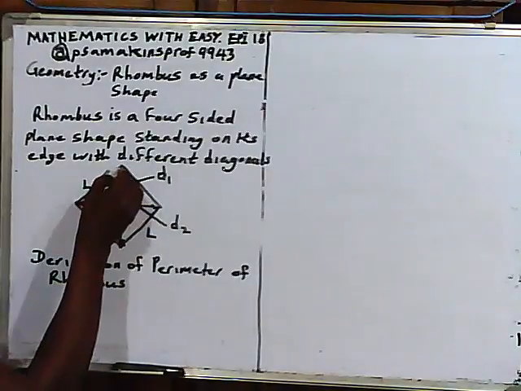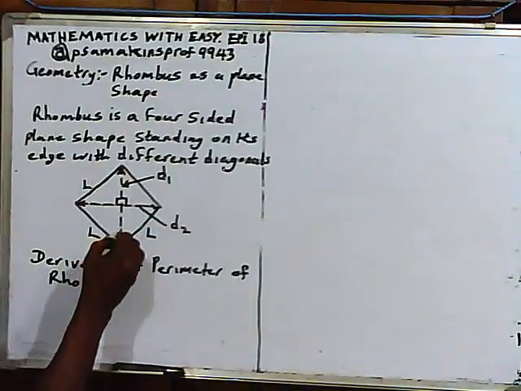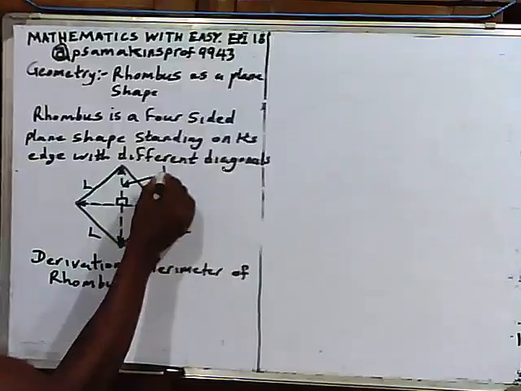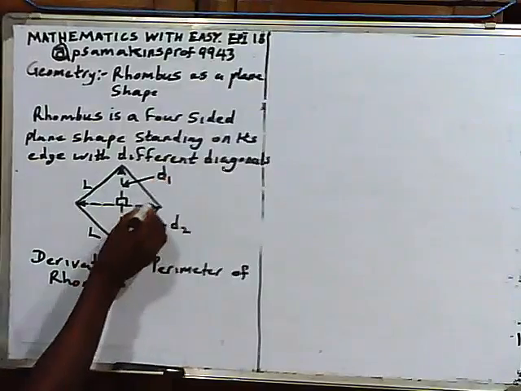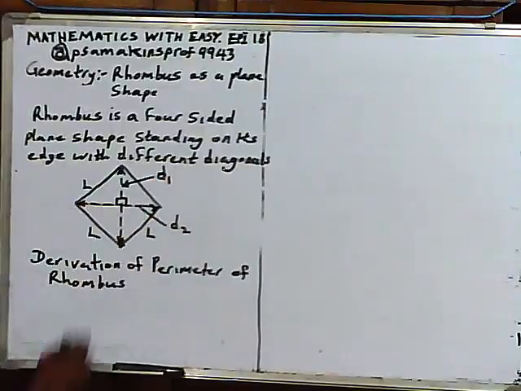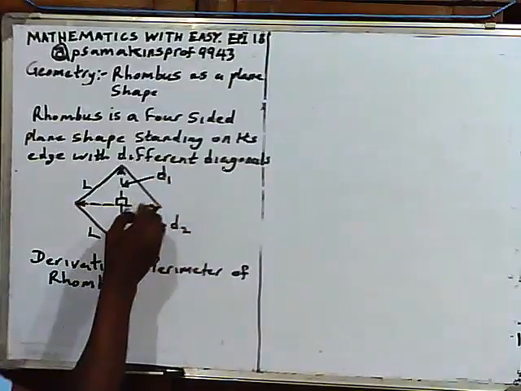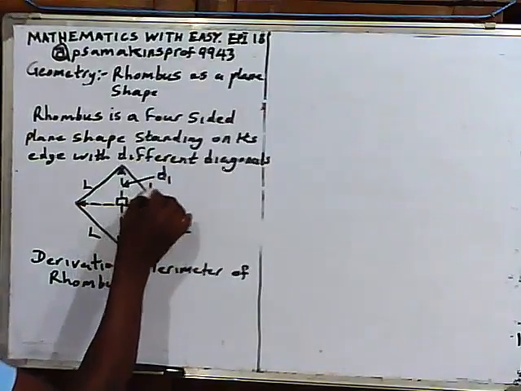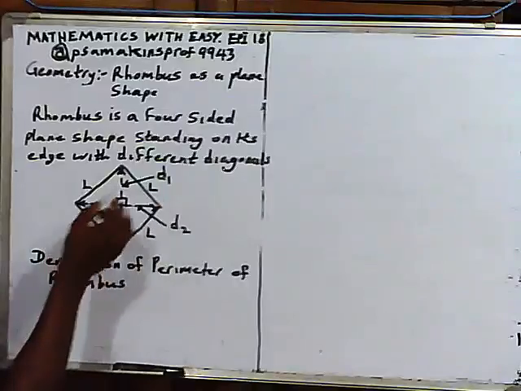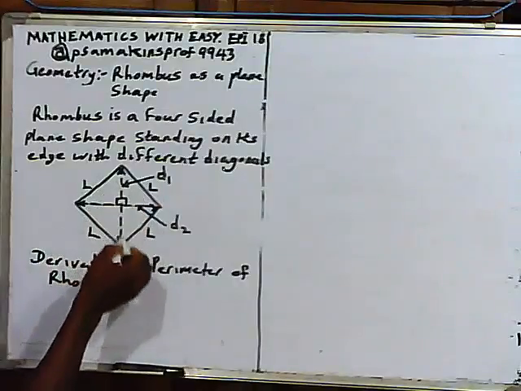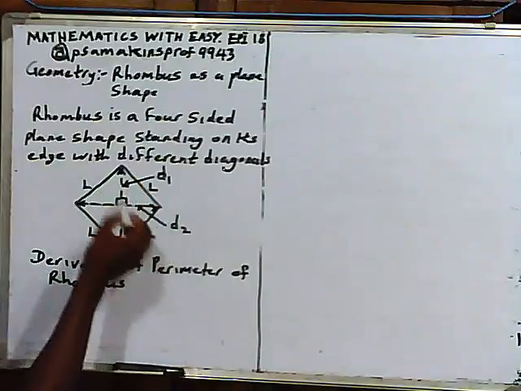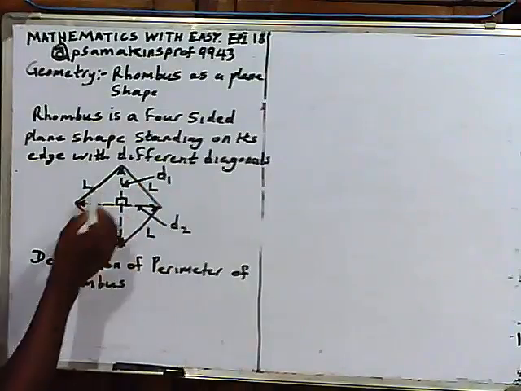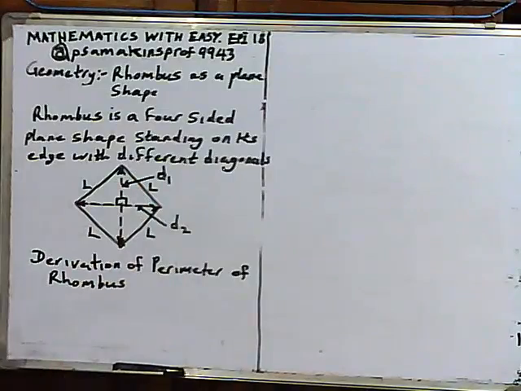So the diagonal is from here to here. Let's call that one diagonal 1, D1. From here to here, let's call it diagonal 2, D2. So from here, we can have the length. The length will also be the same, because whatever we do to the diagonal will be parted into 2 and it will have the same reference. That's why the length is the same.